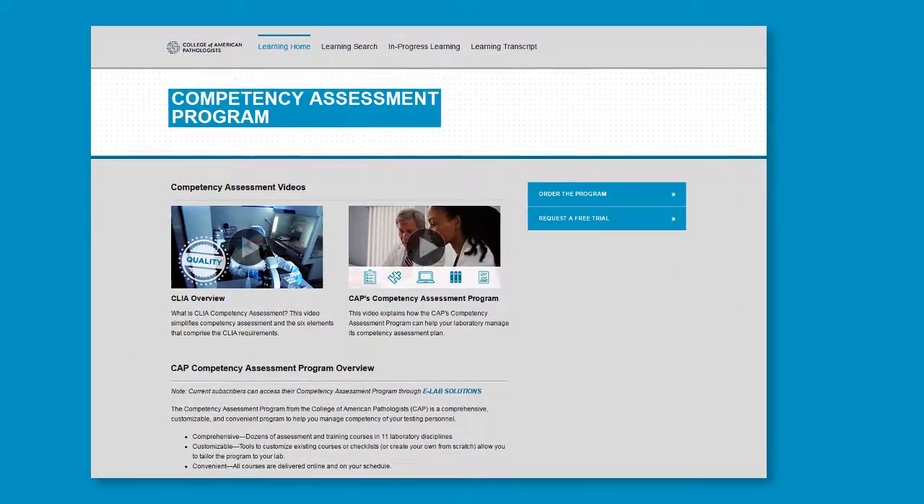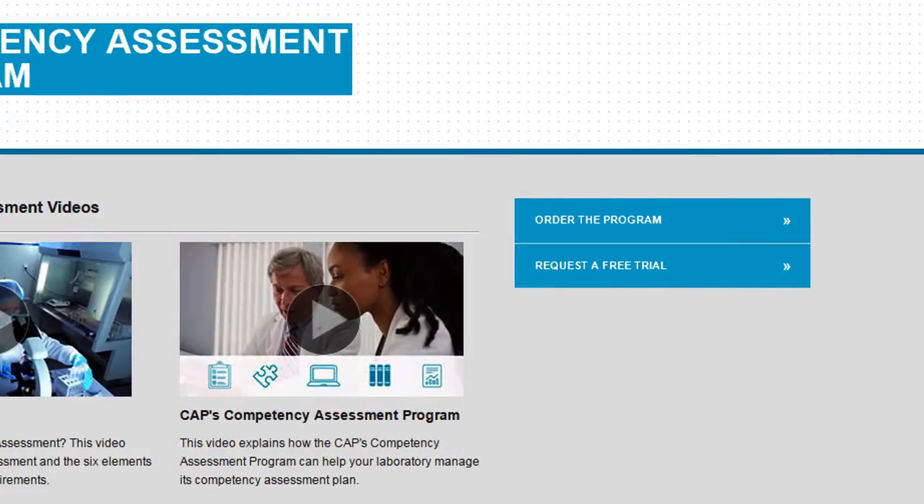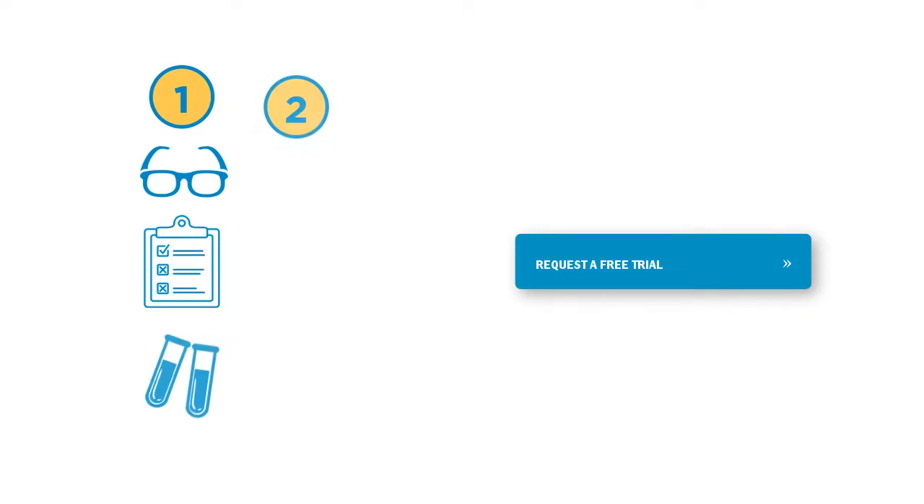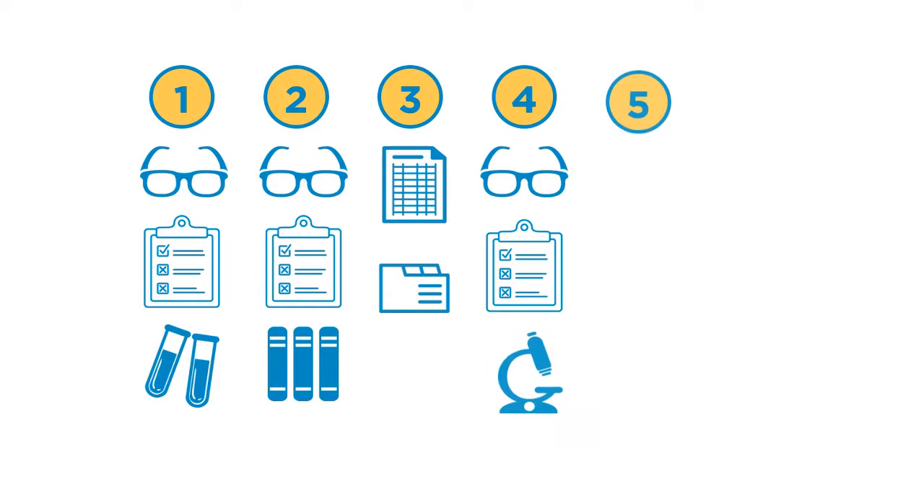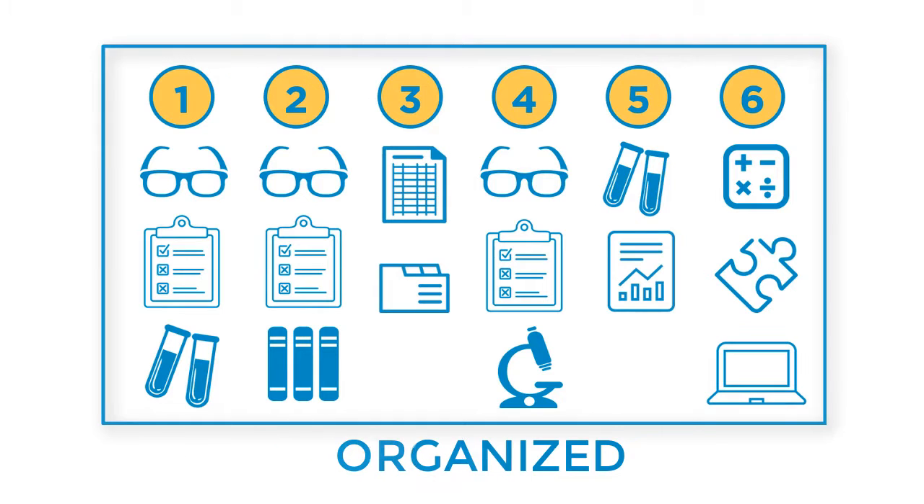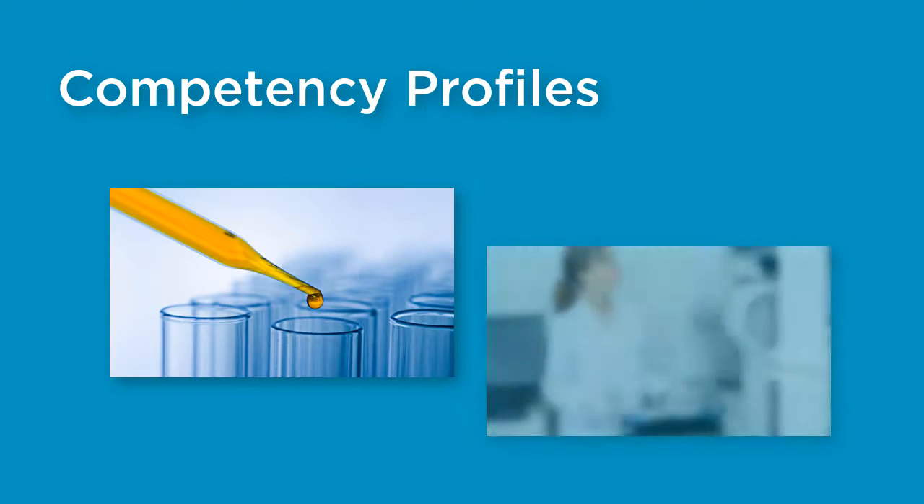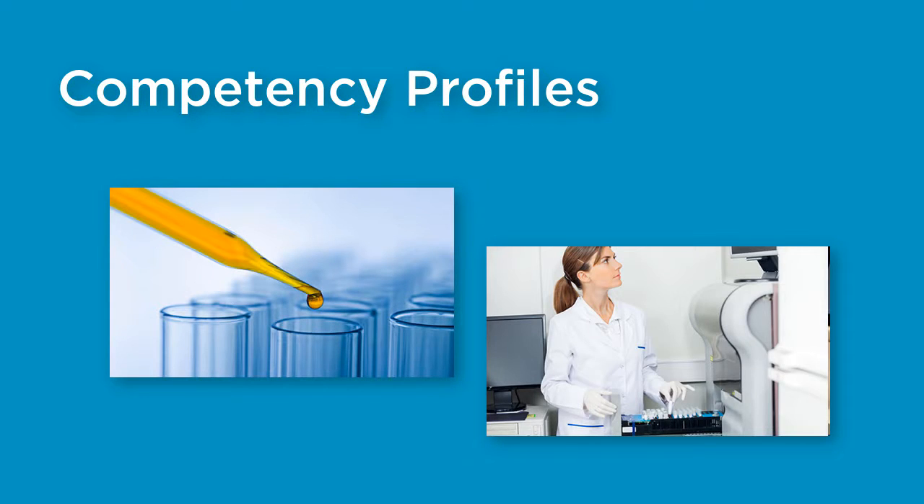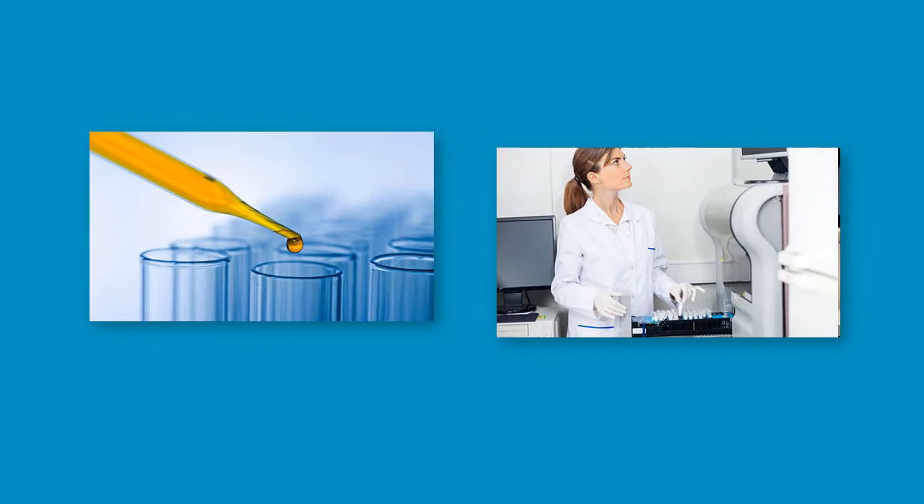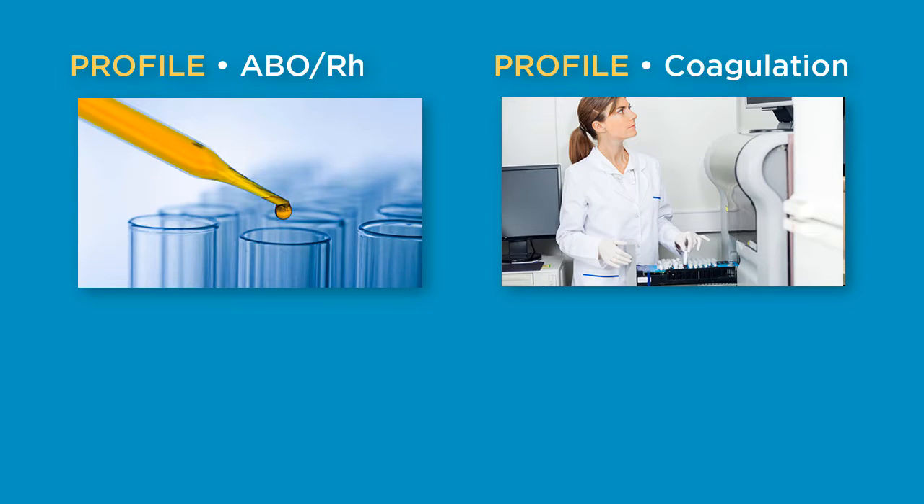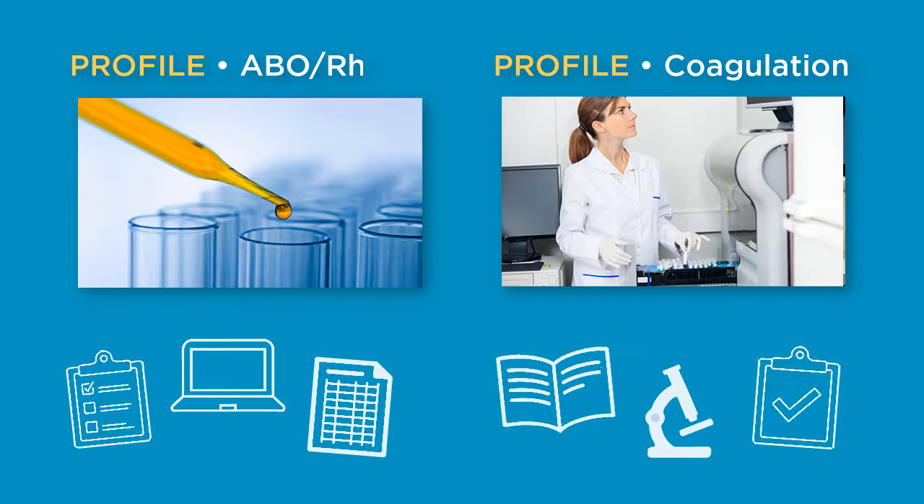With her free trial of the CAP's tool, Sandra realizes that meeting the 6 elements of CLIA competency could be a lot easier and more organized than what she's doing now. The CAP's tool includes a time-saving feature called Competency Profiles. This feature can help Sandra create distinct profiles for each of her lab's test systems. Each profile can combine applicable courses, checklists, and other activities.